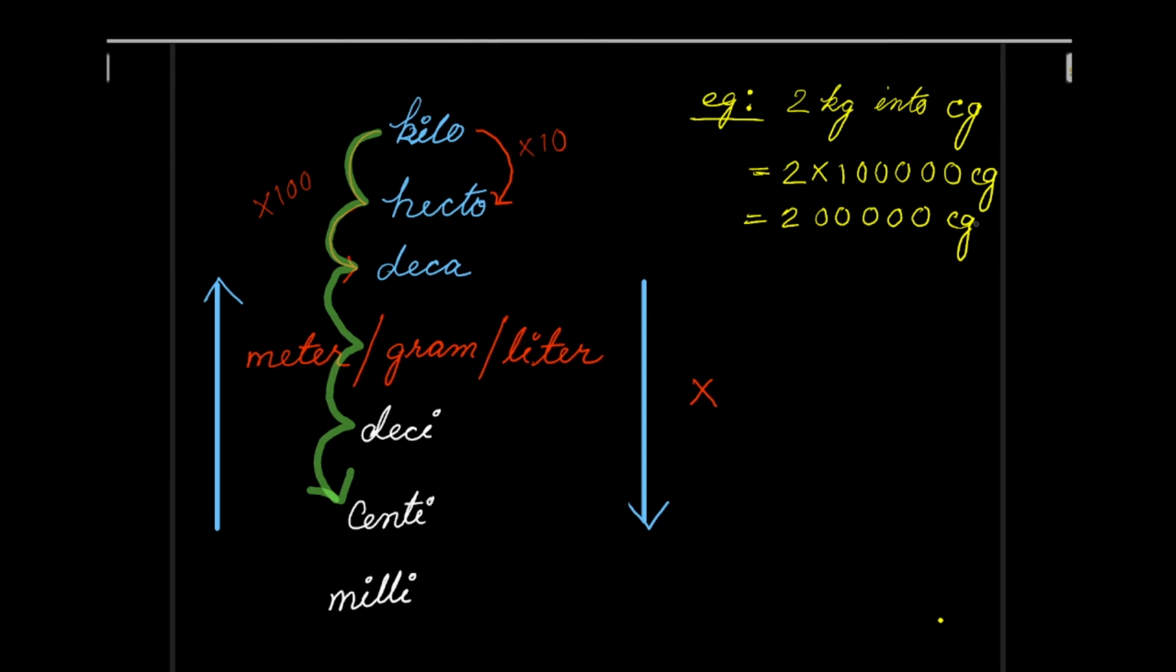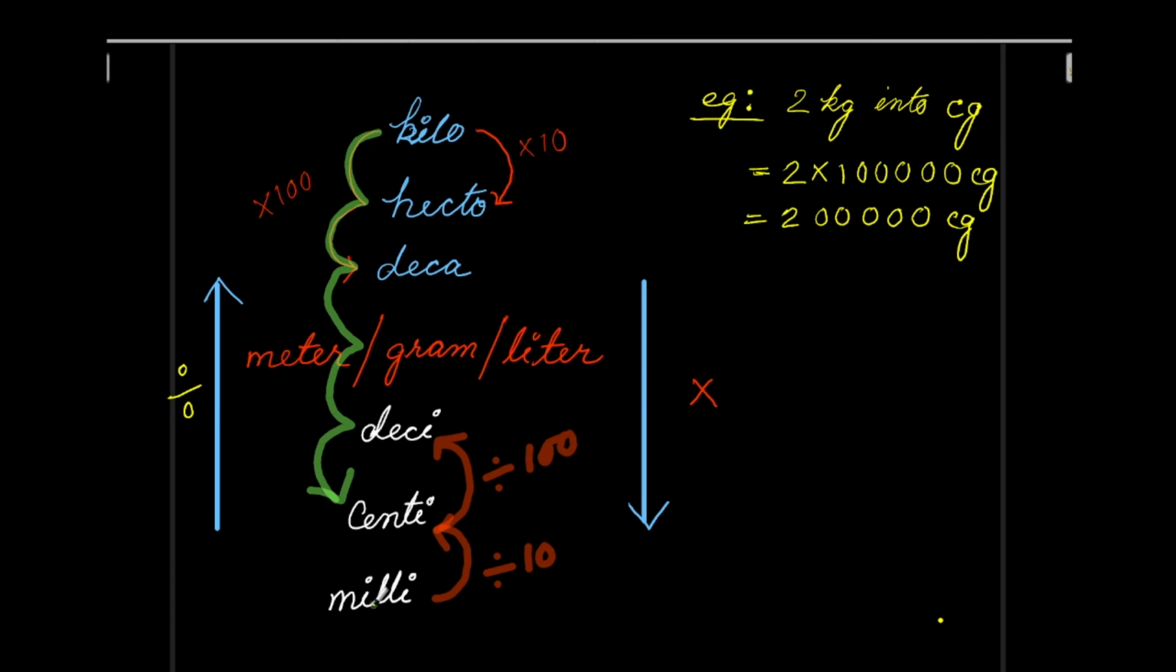Okay, again when you have to convert lower to higher, then we have to divide. Let us see here in the list. Suppose we have to convert milli to centi. So one step we are going towards upward, then we have to divide it by 10. And when we are going 2 steps, then by 100.